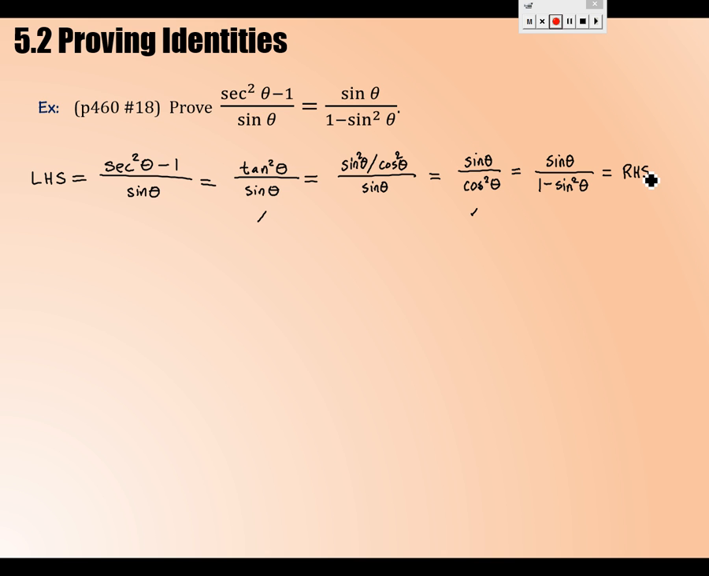So what we've demonstrated here is a chain of equalities that shows that the left-hand side equals this, which equals this, which equals this, which equals this, which equals the right-hand side. So that is, in fact, what was to be demonstrated.